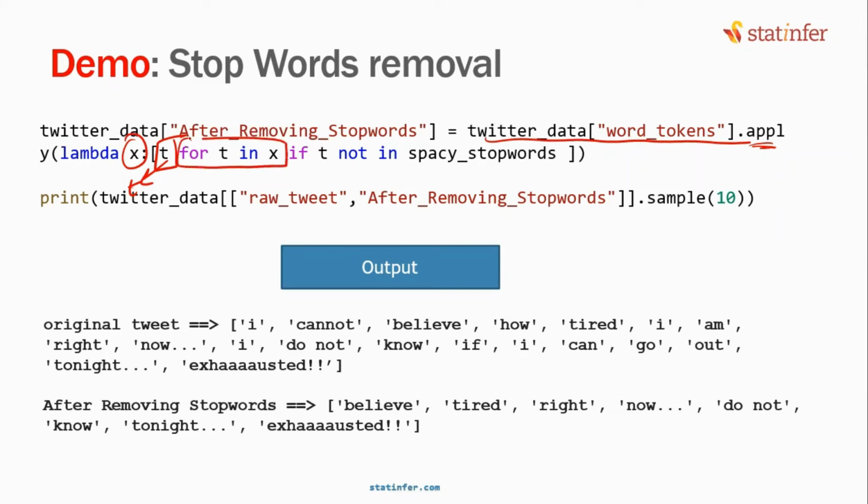For t in x. X is what? X is tweet here, or here it is word tokens, one word token. For every word token, if it is not in spacy stopwords, just keep that. If it is in spacy stopwords, ignore that. I will be ignored, isn't it? How will it be ignored? I will be ignored. Am will be ignored. These things will be ignored. Do you agree with that? Because they are in spacy stopwords, they will be ignored.